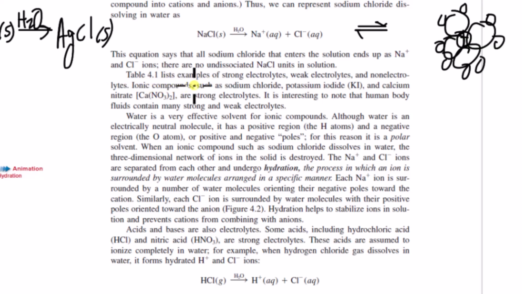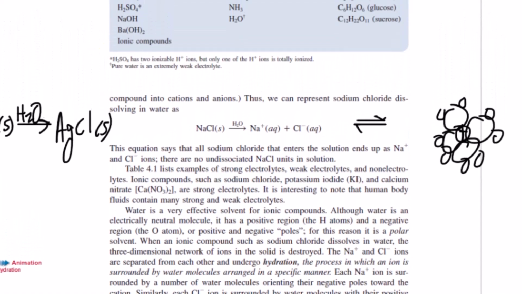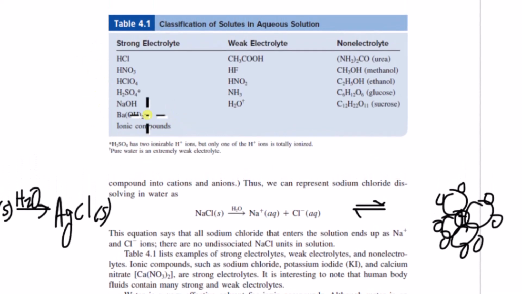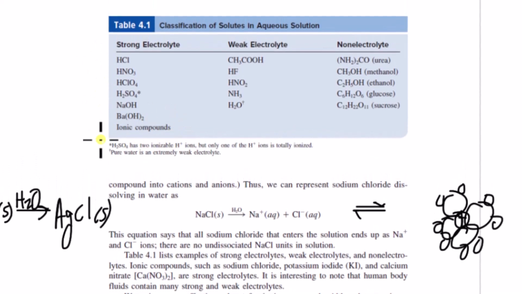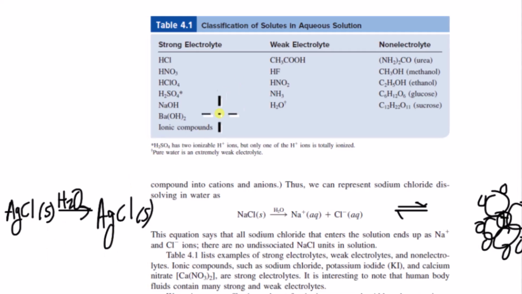Table 4.1 lists examples of strong electrolytes, weak electrolytes, and non-electrolytes. Ionic compounds such as sodium chloride, potassium iodide, and calcium nitrate are strong electrolytes. It is interesting to note that the human body fluids contain many strong and weak electrolytes. So here are the strong electrolytes, and it's saying all ionic compounds are strong electrolytes if they're soluble in water. This one is not a strong electrolyte because it's not soluble, so you would call this a non-electrolyte.